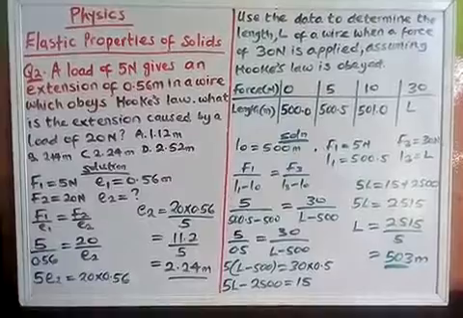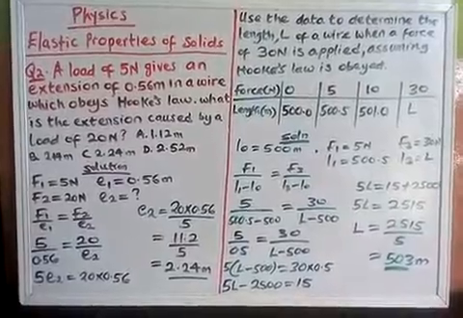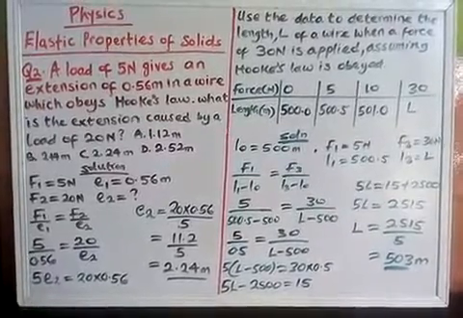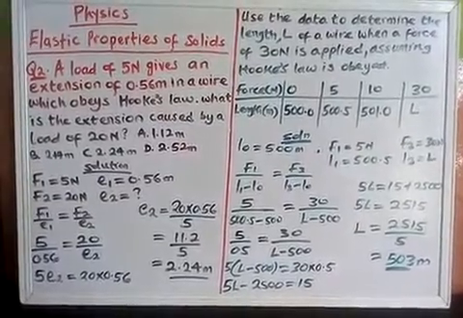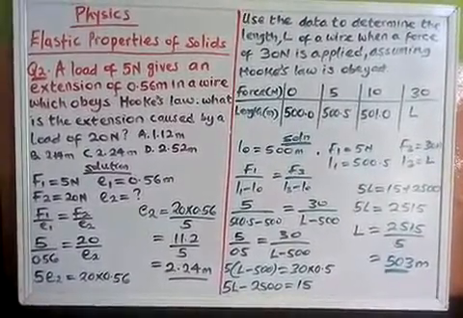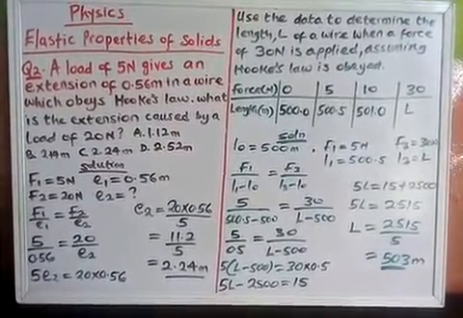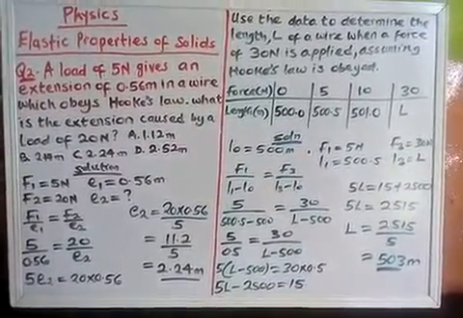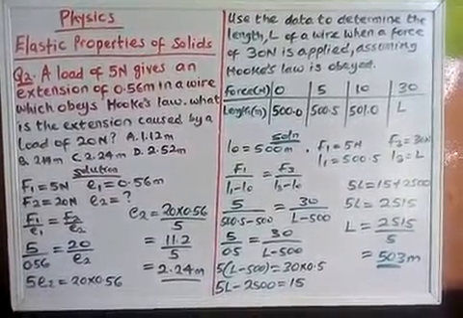Now, the force F0 will give L0, meaning the body has not been stretched. We've not applied force to the body, which implies that the length the body will have when no force is applied on it is the natural length, L0. We're saying our L0 is 500 meters. When we apply a force F1 of 5, the body was stretched, having another length of 500.5. When we applied a force of 10, we have 501.0 as the length. Then when we apply a force of 30 Newton, we have length L3, which is that L we are asked to find.